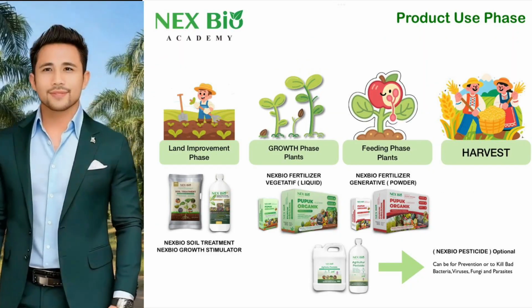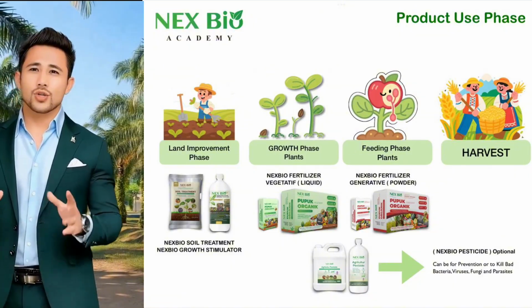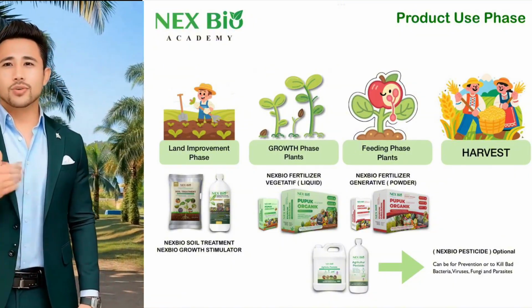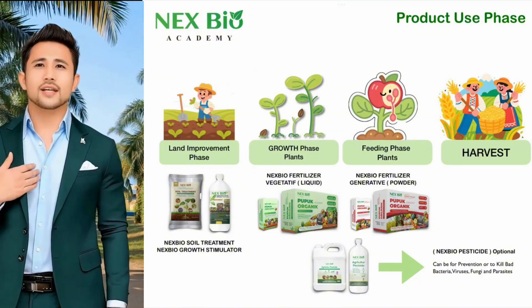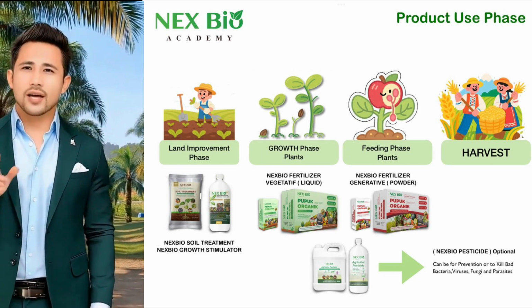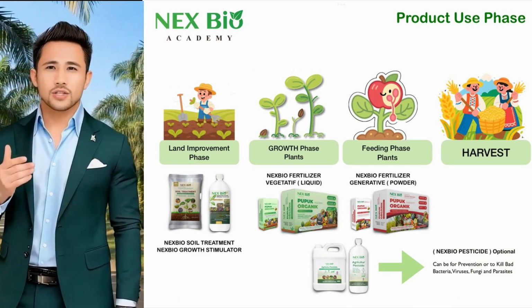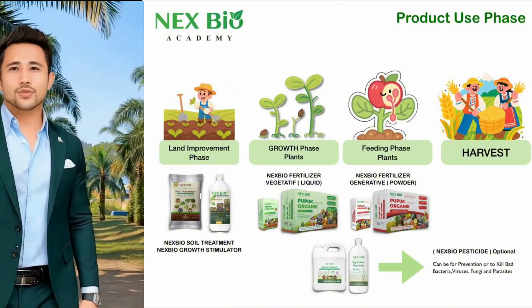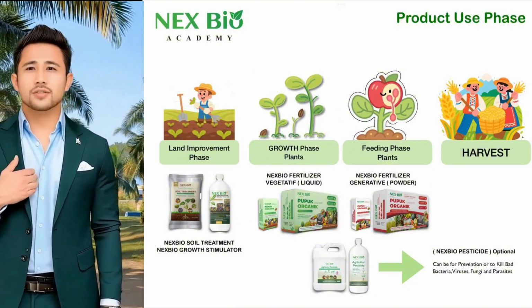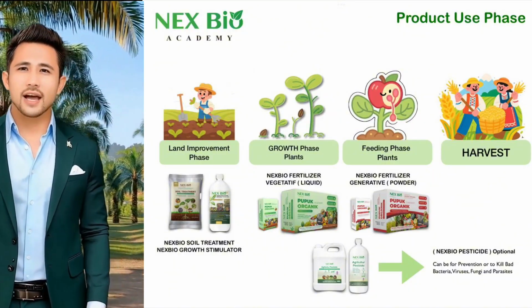So if you want to have an abundant harvest with Nexbio, you should follow the three phases of our product use. The first phase is the land improvement phase. We have two products for this. The first product is the Nexbio soil treatment, and the second is Nexbio growth stimulator.